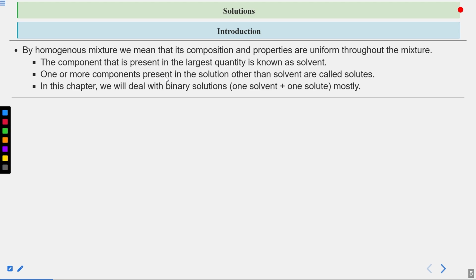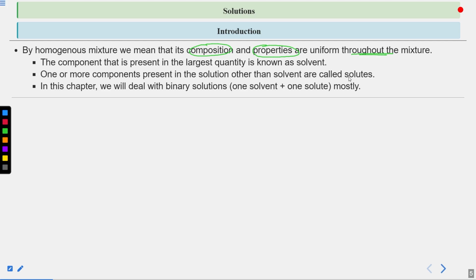First, we will start with the homogeneous mixture. Now, why am I saying a homogeneous mixture? Because every solution, in fact the word solution itself means that the mixture is homogeneous. Homogeneous means the composition and the properties, both of these, are uniform or the same throughout the solution or the mixture.